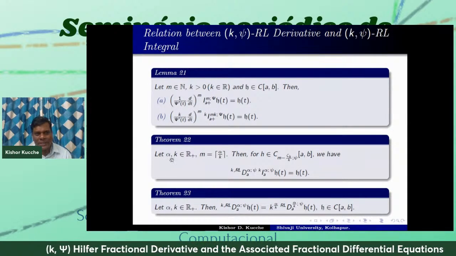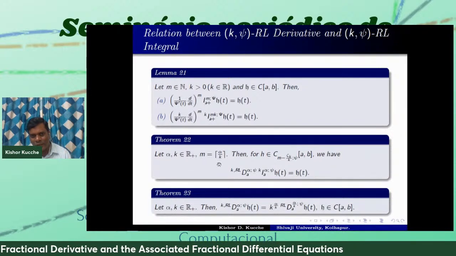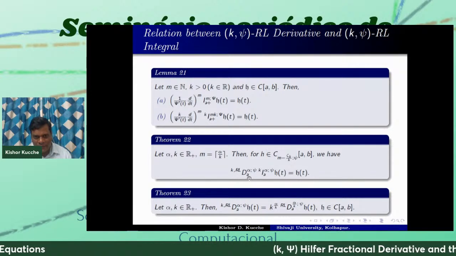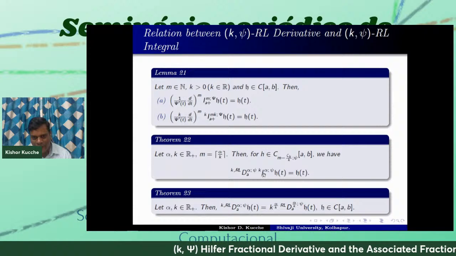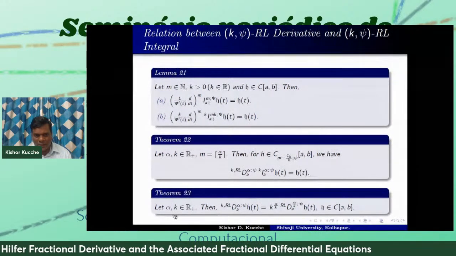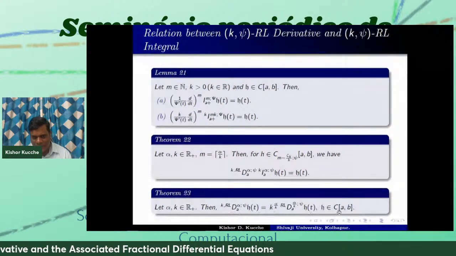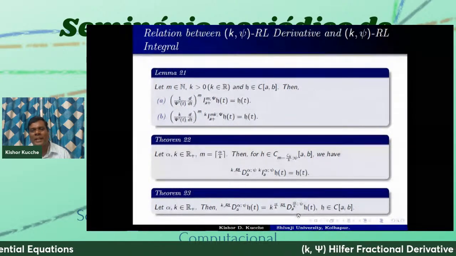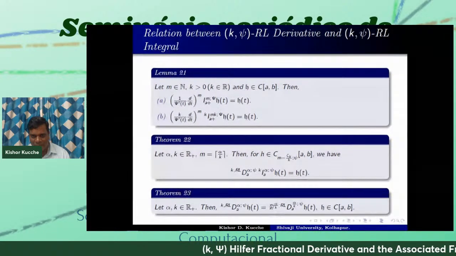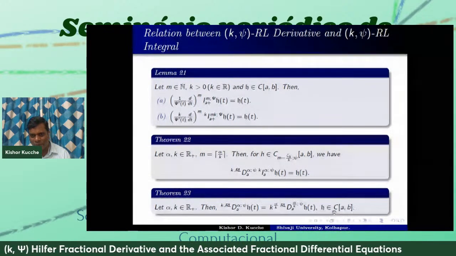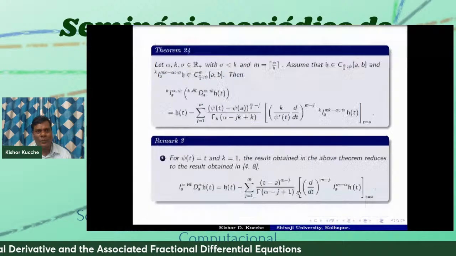So if I take alpha, k as positive real numbers, m as the ceiling of alpha by k, and h in this weighted space, then the k-psi Riemann-Liouville derivative of the k-psi Riemann-Liouville fractional integral of this function h of t is equal to h of t. This we are obtaining. Again, this theorem says that we can write the k-psi Riemann-Liouville derivative in terms of the psi Riemann-Liouville derivative with this parameter in multiplication, k raised to alpha by k, for a continuous function h defined on the closed interval [a, b].